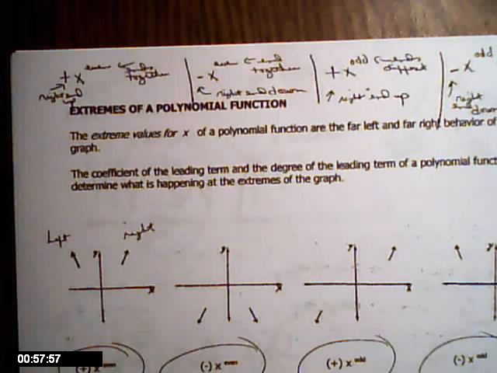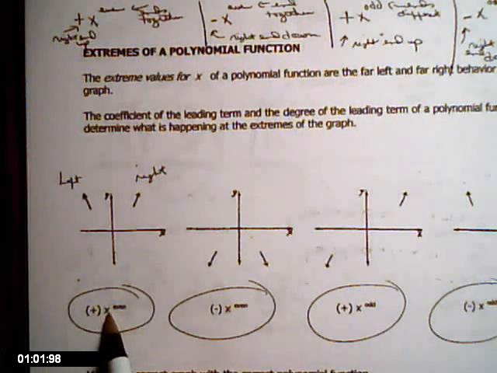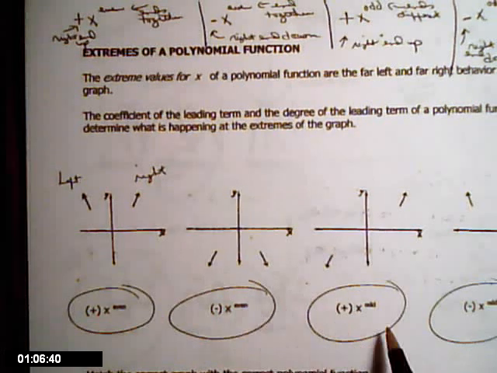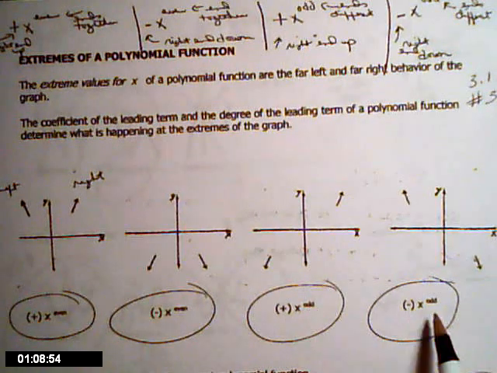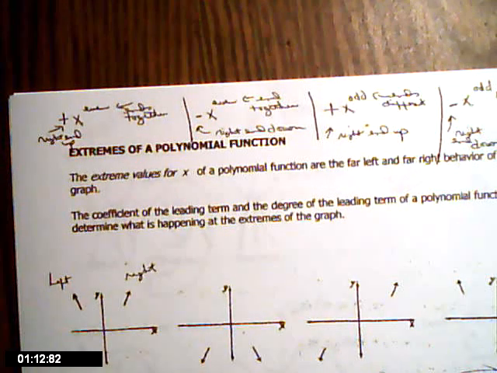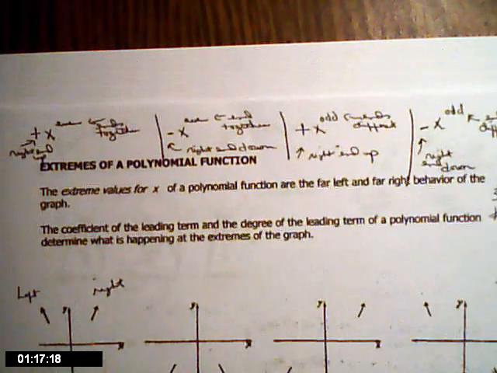So, for example, I could have a leading term that starts with a positive and has an x to an even power, or a negative with x to an even power, or a positive with x to an odd power and negative with x to an odd power. Now here's what's going on. If you listen carefully, this is not hard, it's just something you need to pay very close attention to.